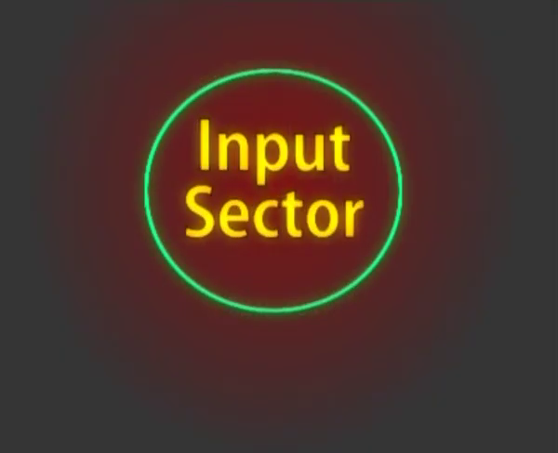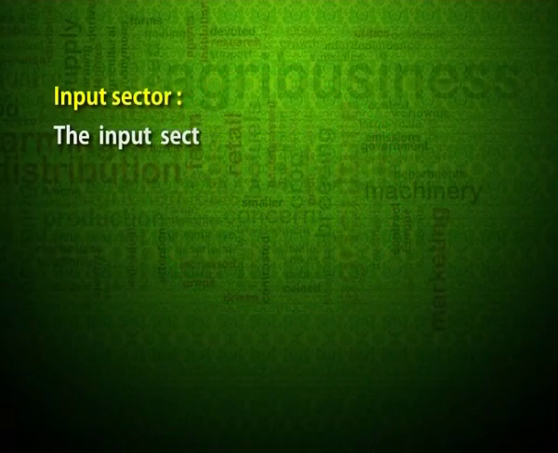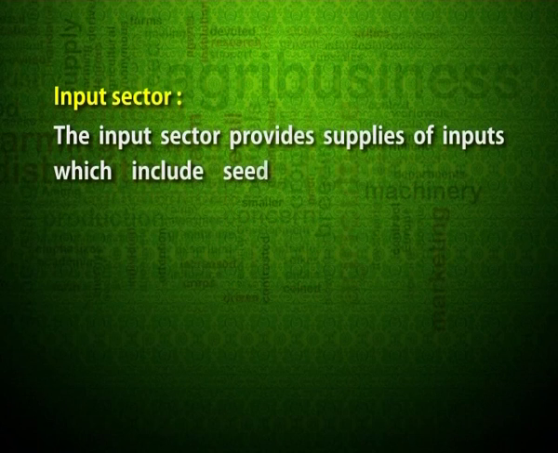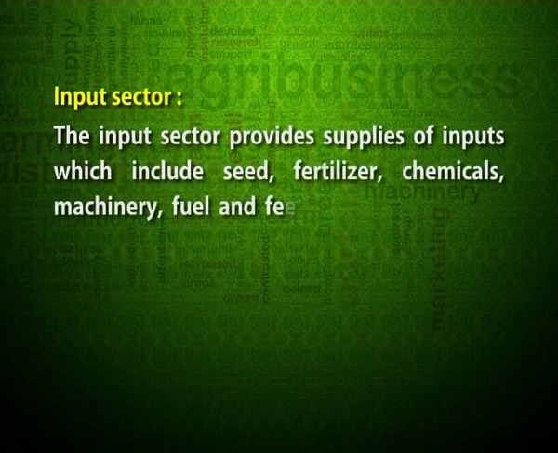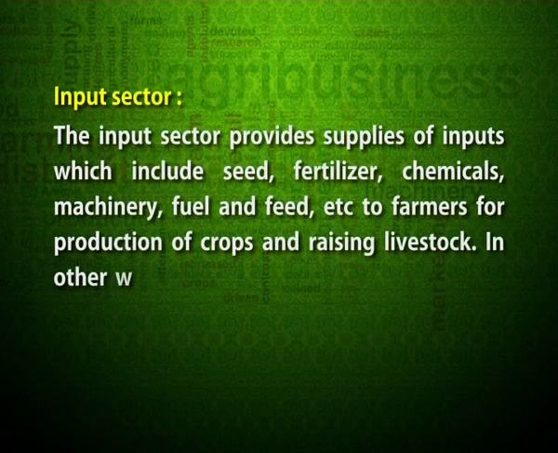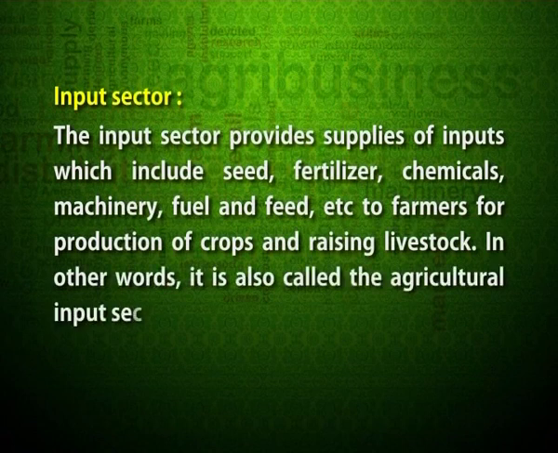The input sector. The input sector provides supplies of inputs which include seed, fertilizer, chemicals, machinery, fuel and feed, etc. to farmers for production of crops and raising livestock. In other words, it is also called the agricultural input sector.